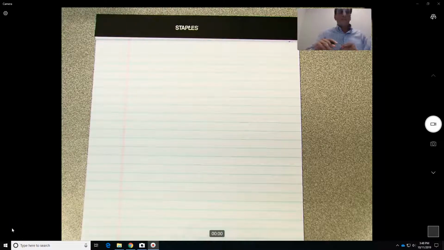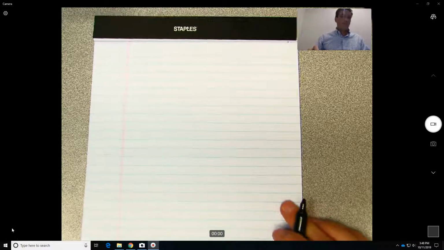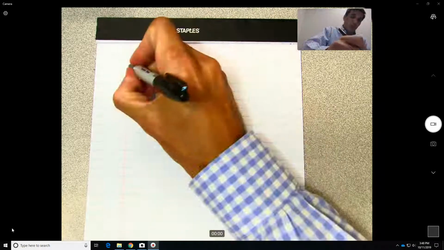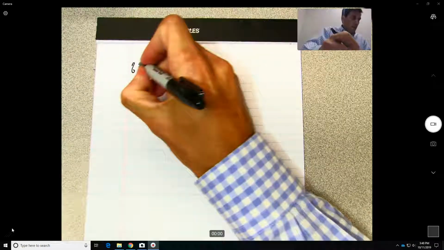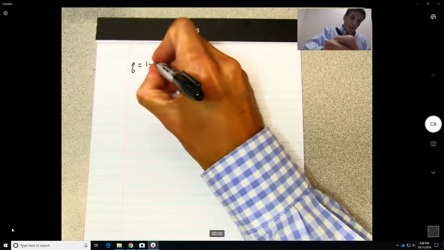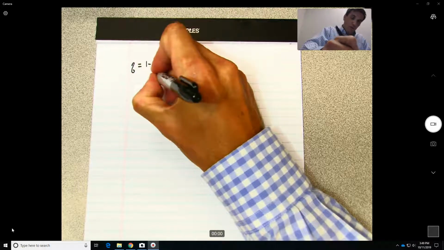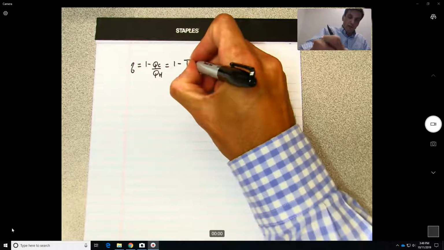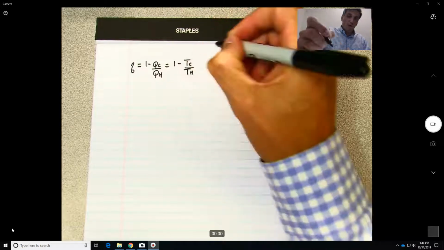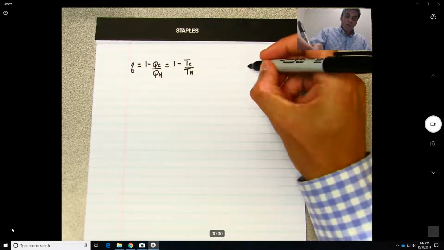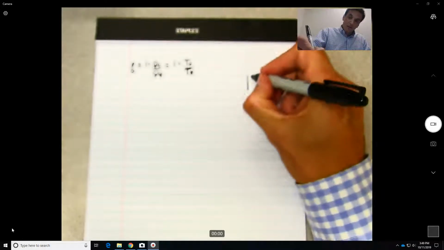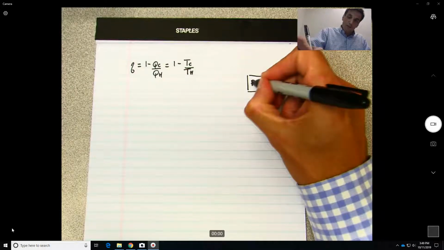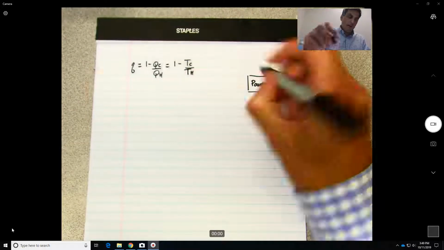Okay, so this is a continuation of the Carnot cycle derivation. So basically what we're trying to prove is that 1 minus QC over Q hot is equal to 1 minus TC over T hot. Okay? For a Carnot power cycle, so this is power cycle.